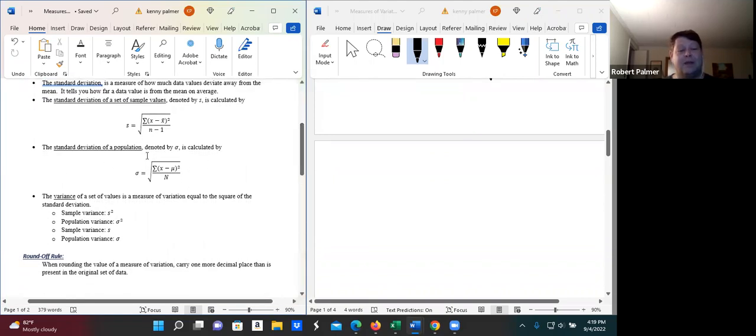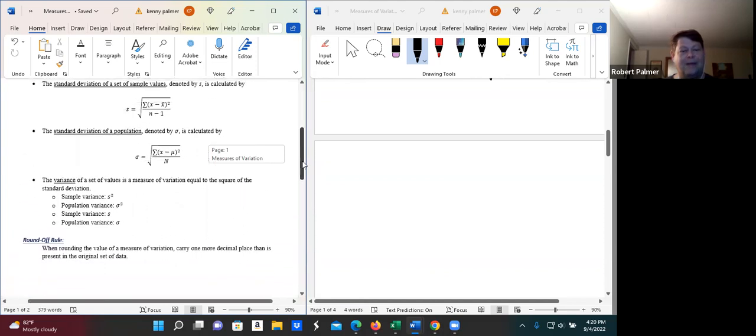Now, the standard deviation is the one we use most of the time. The variance of a sample is just s squared, or this without the square root. A population variance is this without the square root as well, or sigma squared. Once again, sample variance is small s squared, population variance is sigma squared. That also gives you an idea of the variation, but usually we determine the variance en route to determining the standard deviation. The standard deviation is much more useful.